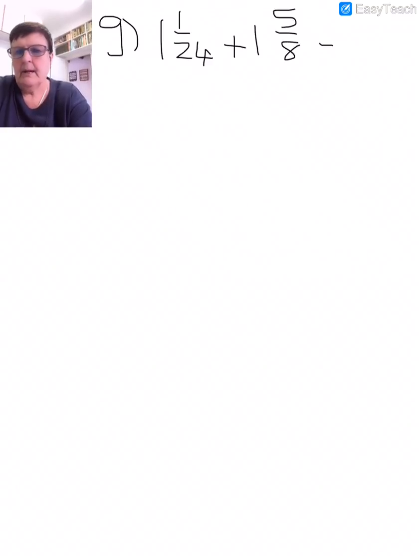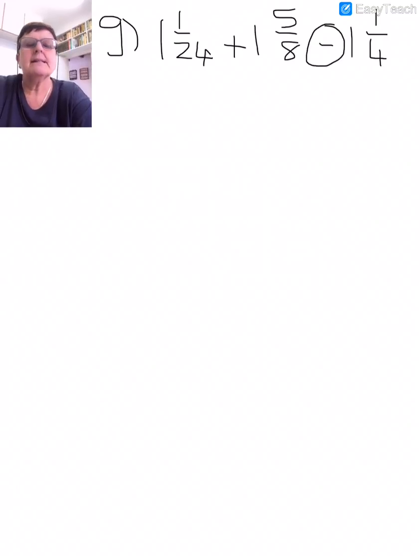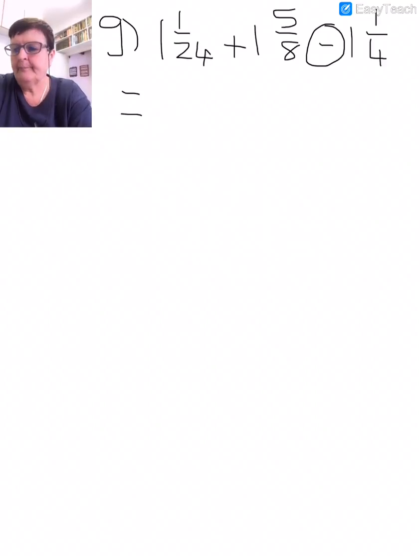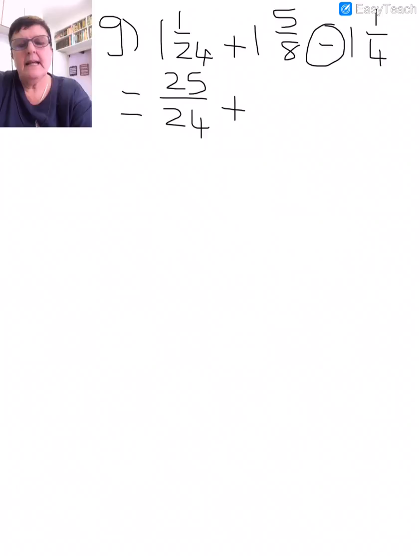Number G, 1 and 1/24 plus 1 and 5/8 minus 1.25. And it's important to remember that that is a subtraction sign, and we're still going to do the sum all in one line. Change the mixed numbers into improper fractions. 25/24. 8 times 1 is 8, plus 5 is 13/8. Minus 4 times 1 is 4, plus 1 is 5/4.